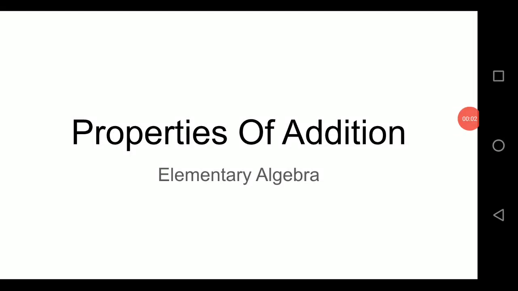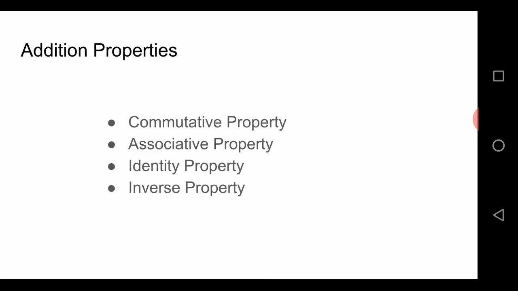Hello friends, today I want to discuss the properties of addition. In the last video you saw how we can add two integers or subtract two integers. But addition itself has some properties. Those properties are commutative property, associative property, identity property, and inverse property. These properties are very important in mathematics.